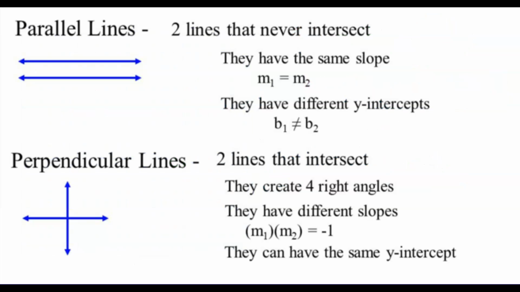Some properties of lines that you need to remember include parallel lines and perpendicular lines. Remember that two parallel lines never intersect, but algebraically that means they have the same slope. They have different y-intercepts, but their slopes are the same. Perpendicular lines, on the other hand, do intersect, and they intersect to form a right angle. So if one of them is a right angle, then all of them are right angles. Their slopes are opposite reciprocals.